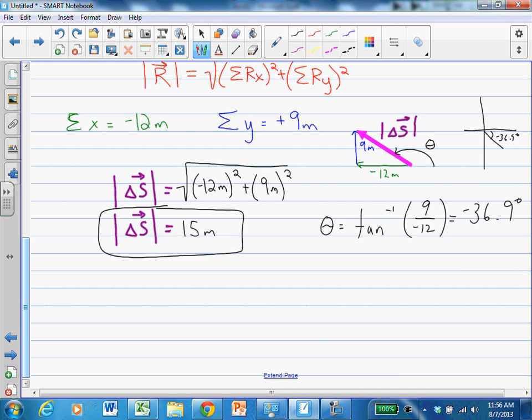Well, you could think of it as finding a theta prime. Theta prime would be positive 36.9 degrees. And then we could see that for the full half circle it's 180. So you could just subtract 180 minus 36.9, and we would get 143.1 degrees. So your calculator gives you 36.9, but you can use that to figure out what it is from the x-axis. So in this example, we get 15 meters at 143.1 degrees.